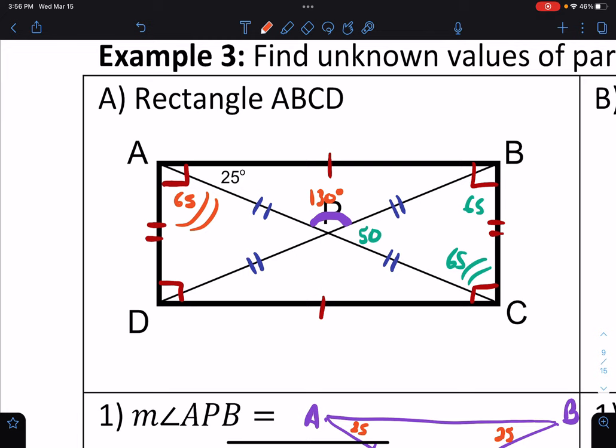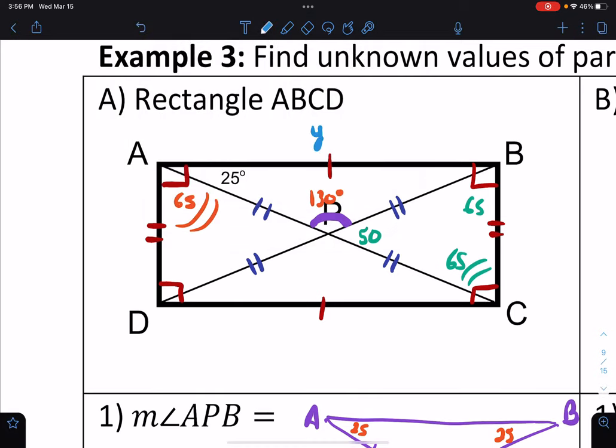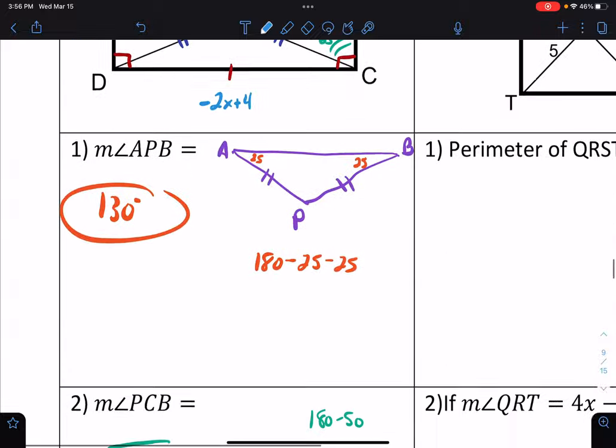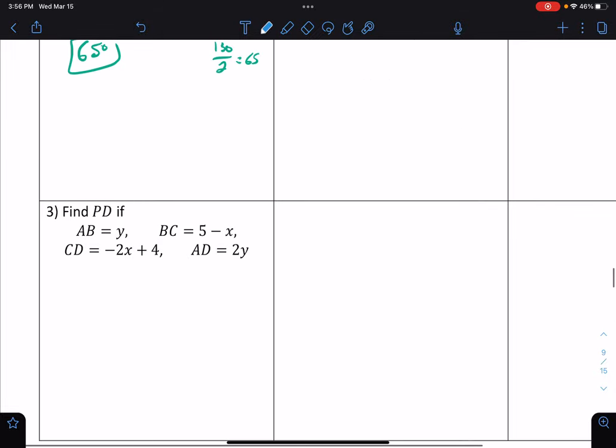So the last one is saying, okay, AB is y, BC is 5 minus x, CD is negative 2x plus 4, and then AD is 2y, okay? So what I would do here is I see opposite sides. I know opposite sides are going to be congruent to each other. So I'm just going to set opposite sides equal to each other down here in number 3. So I've got y equals negative 2x plus 4. And then 2y equals 5 minus x.